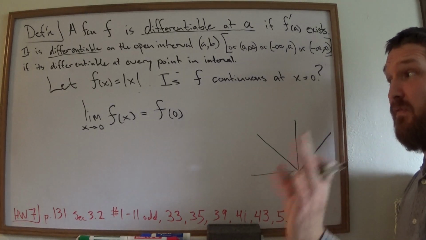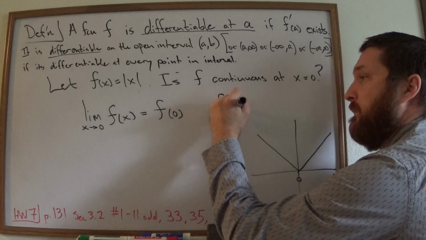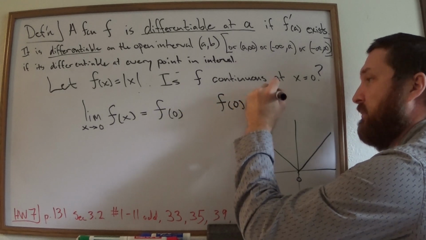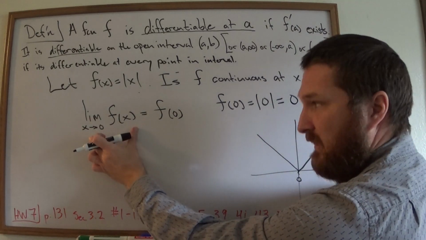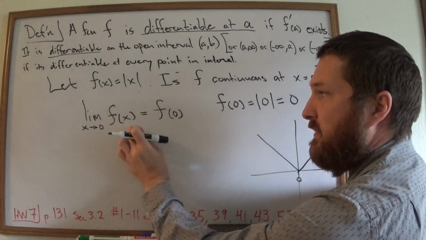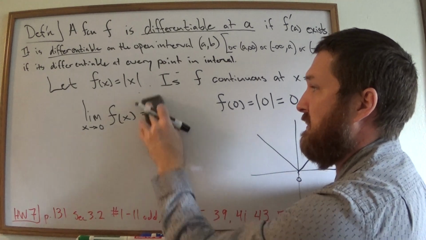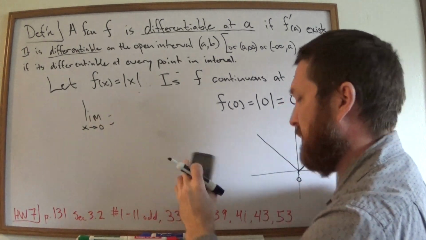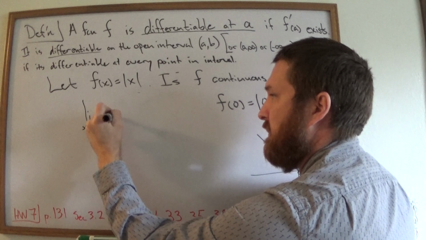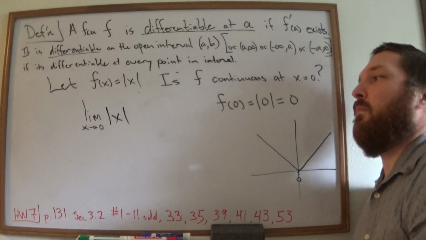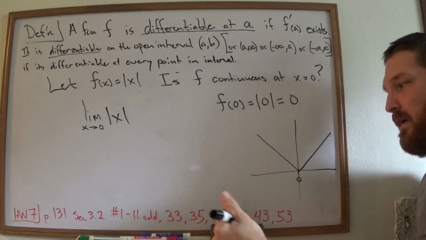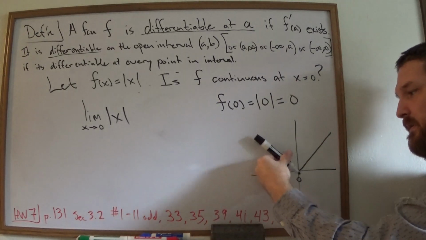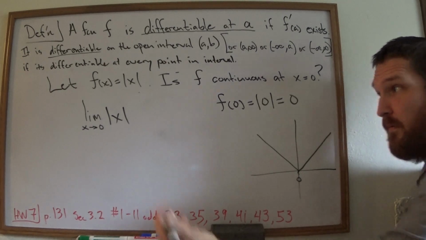So first, let's figure this out. What is f of 0? It's the absolute value of 0, which is equal to 0. And now, let's take the limit as x goes to 0 of f of x and see. f of x is just the absolute value of x. Plug in 0. It's just 0, because we just did this, right? From the left hand side, it's going to 0, so its limit is 0 from the left.